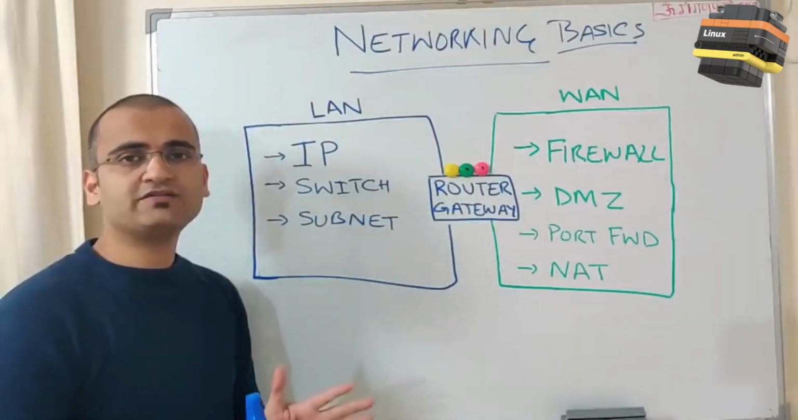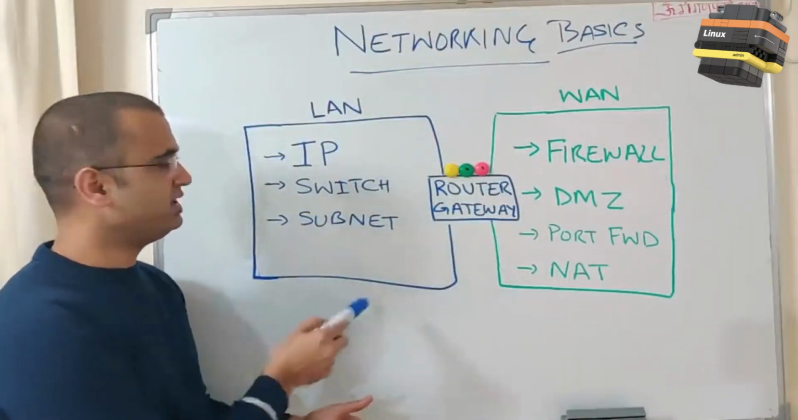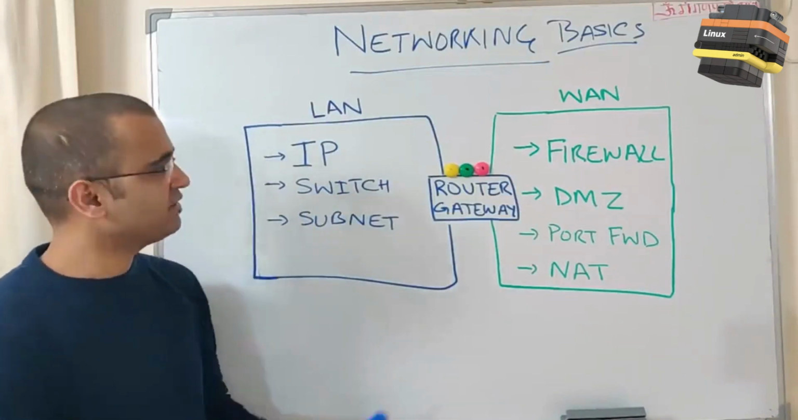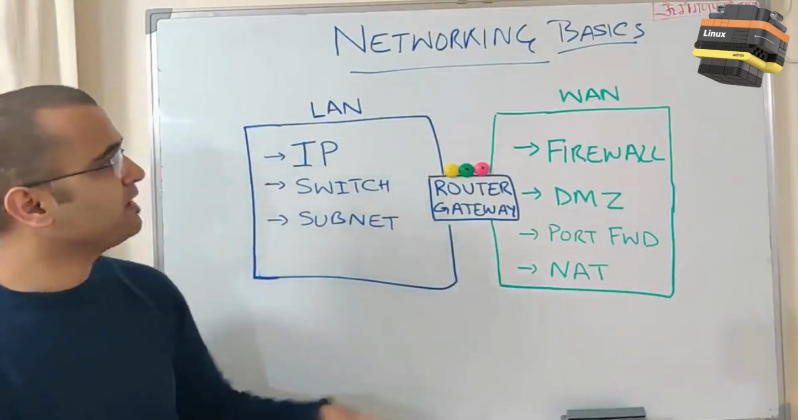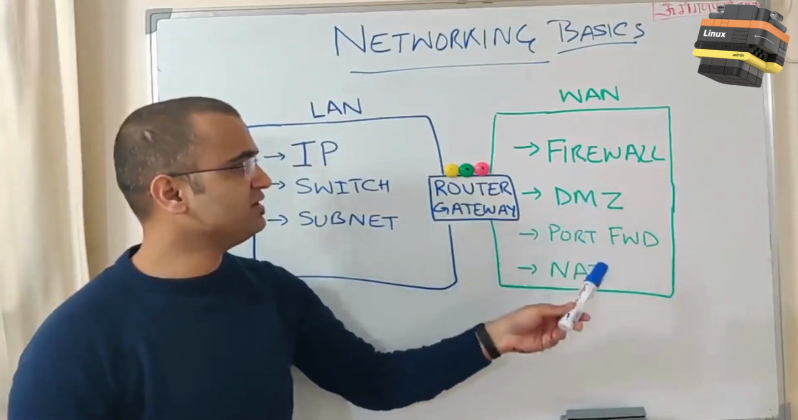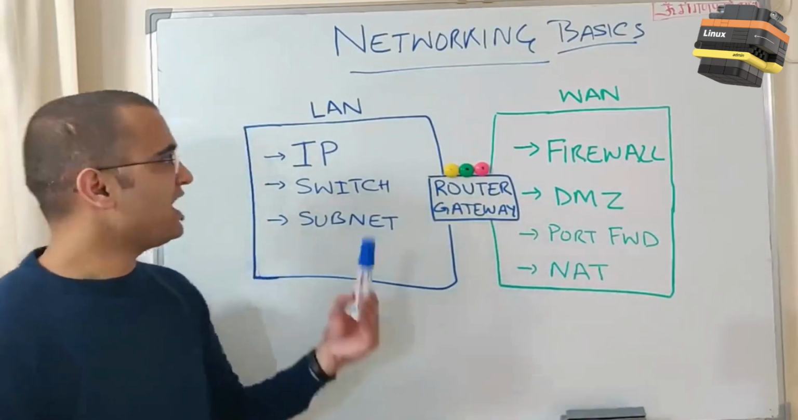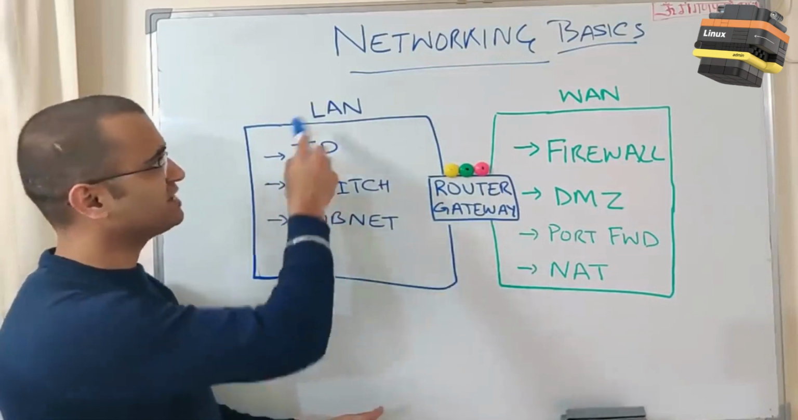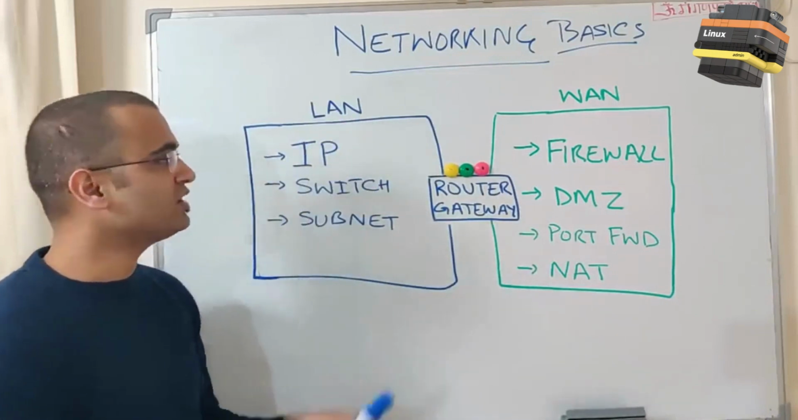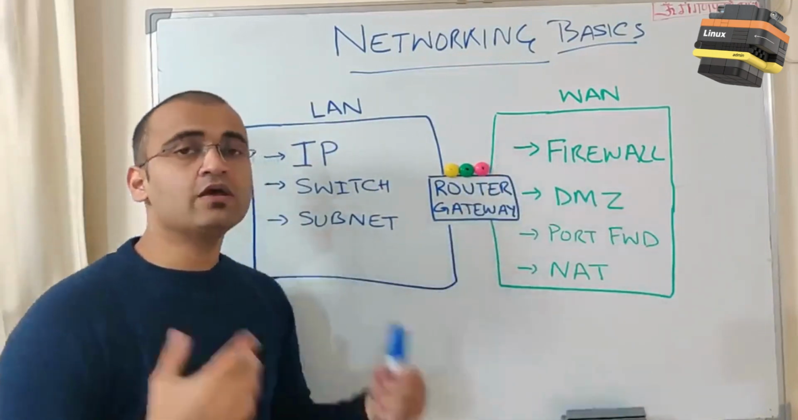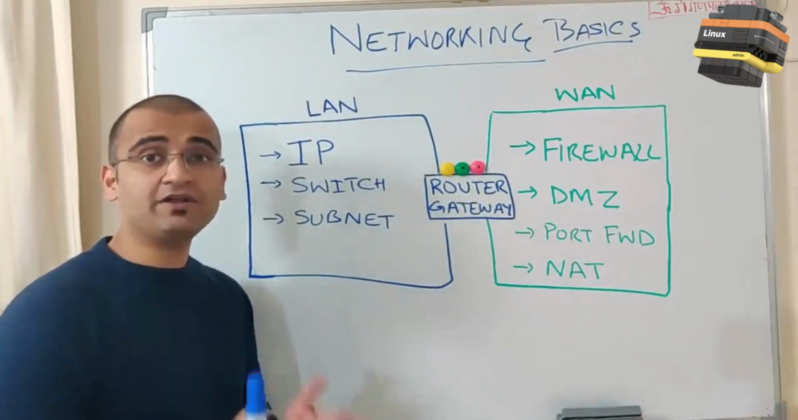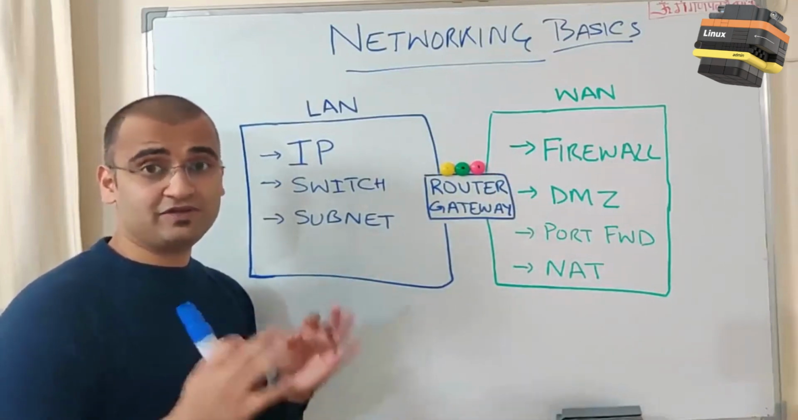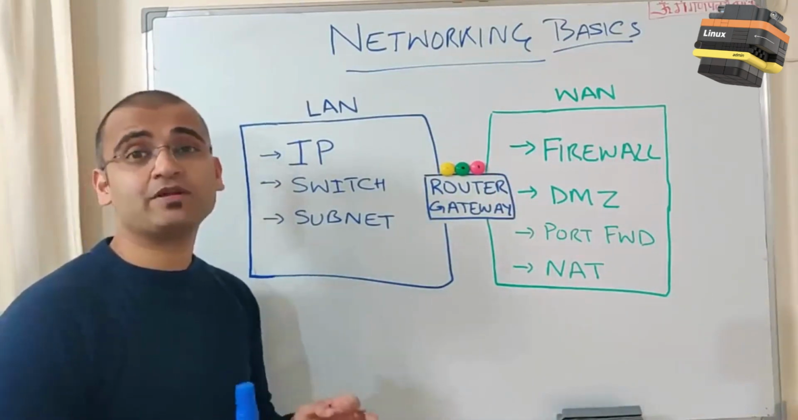Today we'll understand what is an IP, what is a switch, what is a subnet, what is a router, gateway, firewall, DMZ, port forwarding and NAT. And we will cover this in two legs. First we will understand the components specific to a LAN, which is local area network, and then we'll move on to WAN, which is a wide area network. And we'll understand this yet again with a very relatable example of a school.